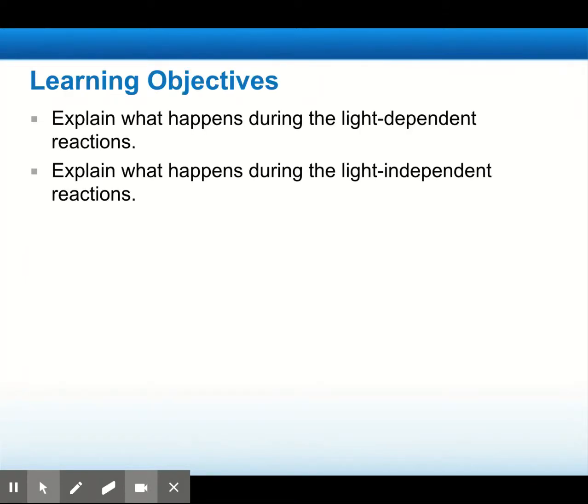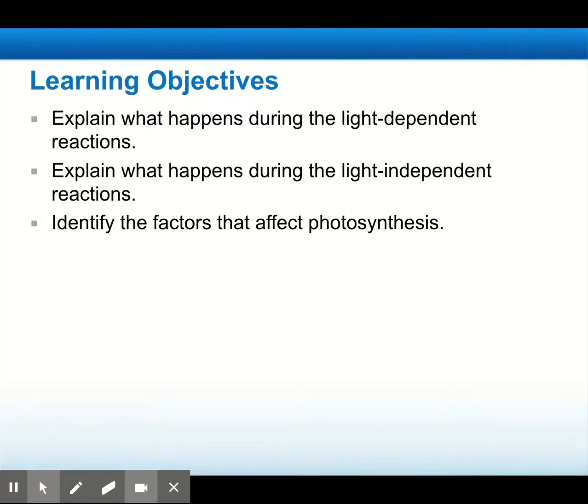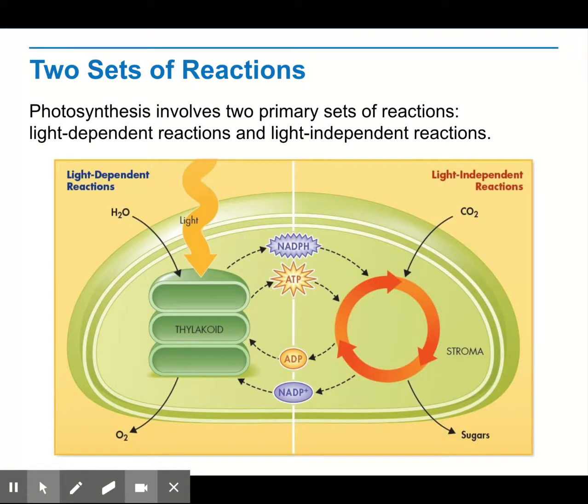So let's start off with our learning objectives. Our learning objectives are to explain what happens during the light-dependent reactions, explain what happens during the light-independent reactions, and then identify the factors that affect photosynthesis. Overall, there are two sets of reactions involved in photosynthesis. There are the light-dependent reactions and the light-independent reactions.